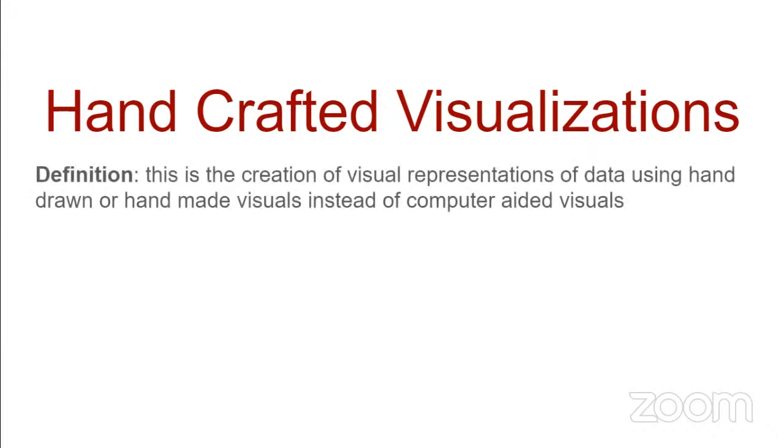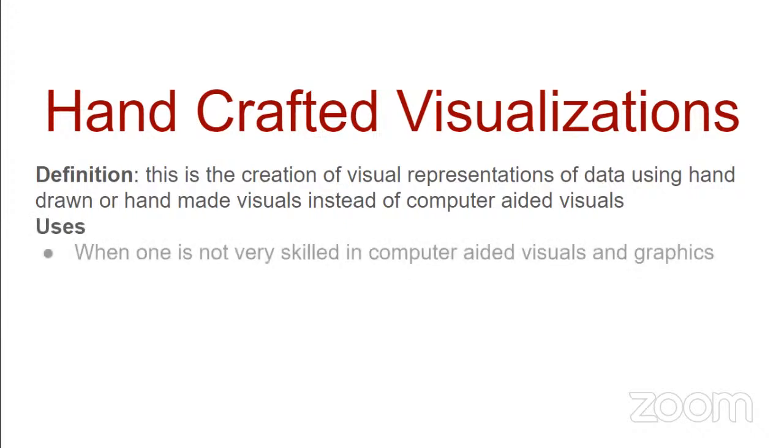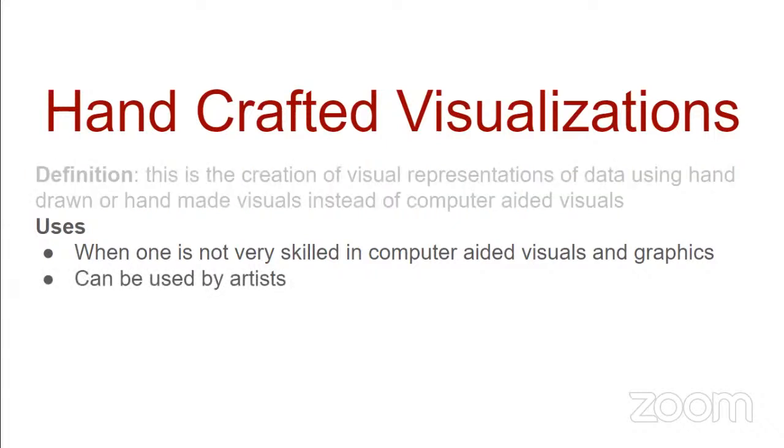Then we are going to really see how it completely deviates away from the norm and extrapolates the kind of creativity that you can put into the visualization and the communication of the message that you intend to reach the audience. So, the definition: this is the creation of visual representations of data using hand-drawn or hand-made visuals instead of computer-aided graphics. So when one is not very skilled in computer-aided visuals and graphics, but you're good in creative writing, you can use it.